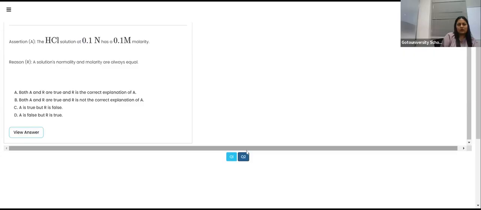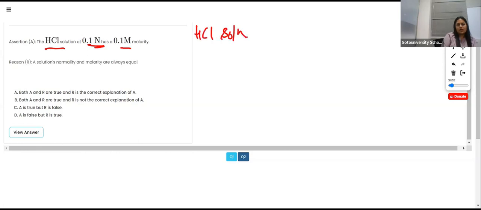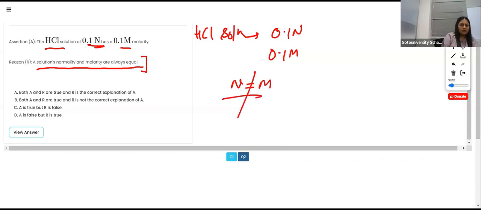Let's look at the other question. Here the assertion is given as: HCl solution at 0.1 normal. This is normality. And 0.1 molar, that is molarity. For the HCl solution, we have been given 0.1 normality and 0.1 molarity. In the reason they are saying that normality and molarity are equal. No, they are not equal. Normality is twice the molarity.